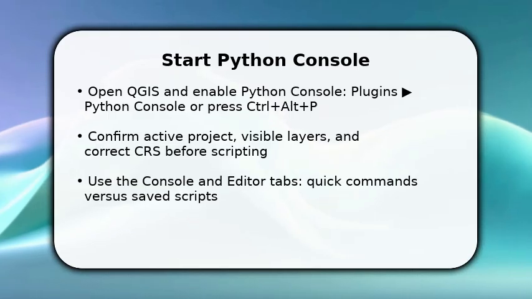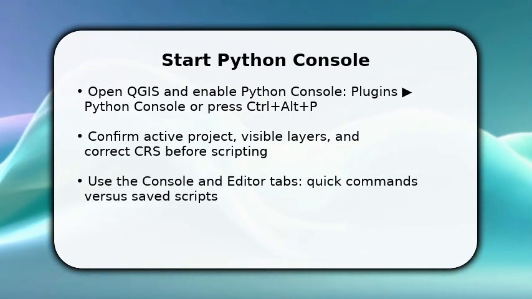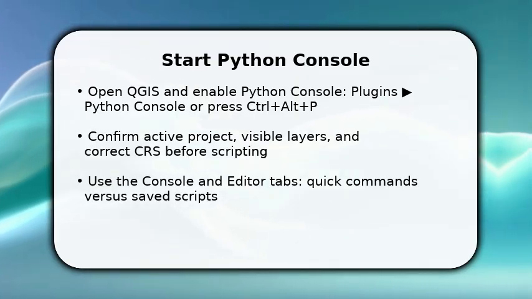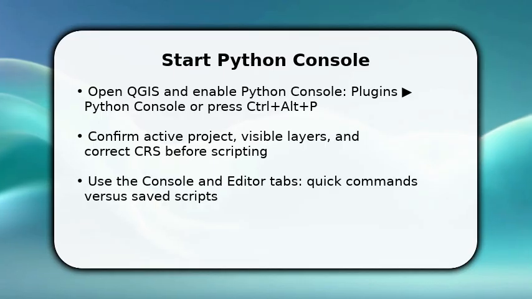Enjoy the video. You open QGIS and bring up the Python console immediately. This gives you interactive access to iface, canvas, and project variables. First, make sure a project is loaded and the target layer is visible so commands return features. Next, choose Console for quick one-liners and Editor to write reusable scripts.